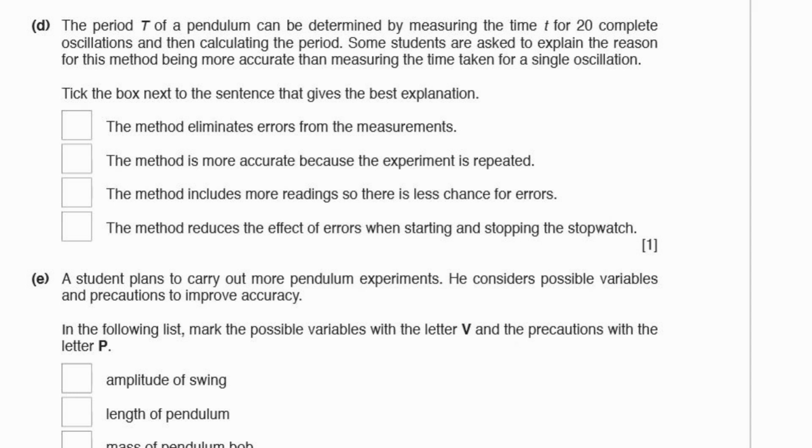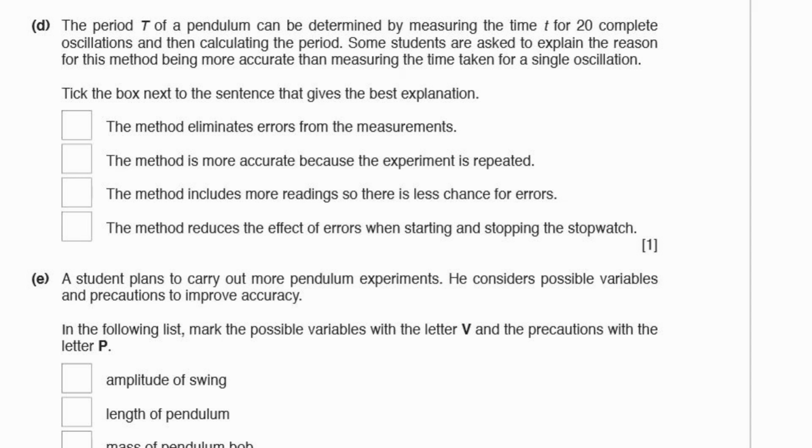Part D. The period T of a pendulum can be determined by measuring the time T for 20 complete oscillations and then calculating the period. Some students are asked to explain the reason for this method being more accurate than measuring the time taken for a single oscillation. Tick the box next to the sentence that gives the best explanation. Okay, we've got 4 different boxes here.